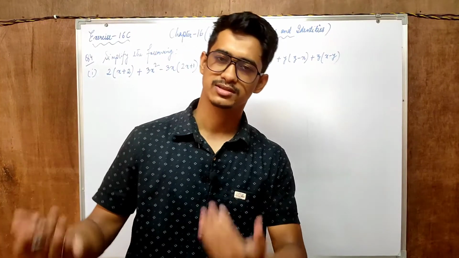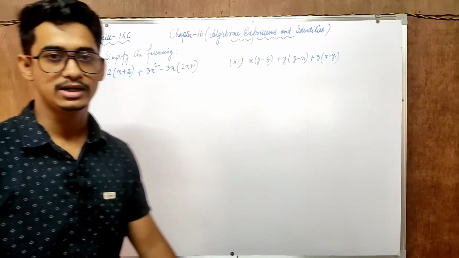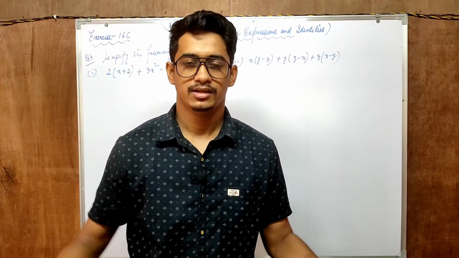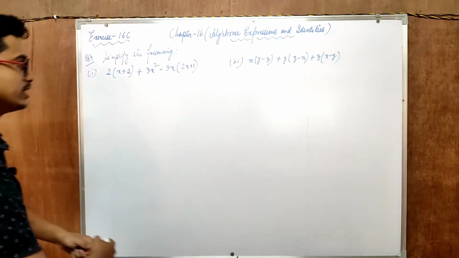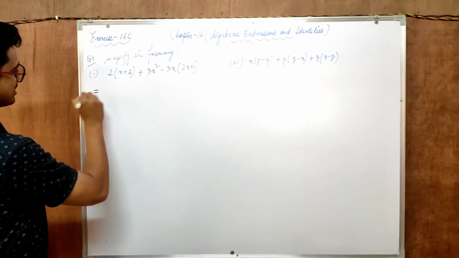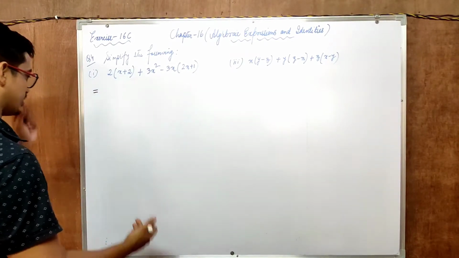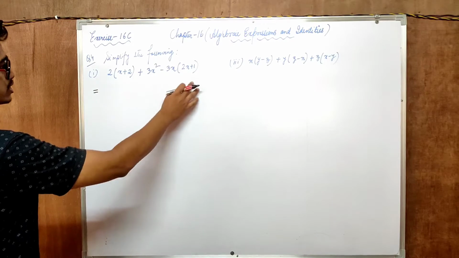What we have to do, just do the calculation part, and when a bracket is there, that means we have to multiply it, product it. Simple. I know how to do it. You also know how to do it. So let's just do it. So how should we proceed in the first question? Let's just see. There is a question which is being given.